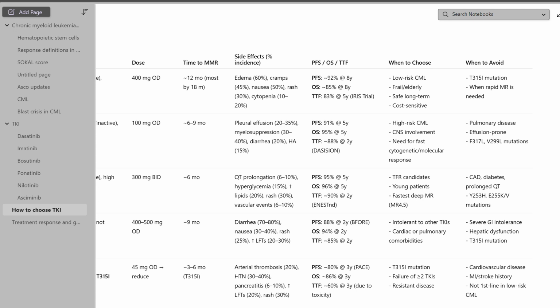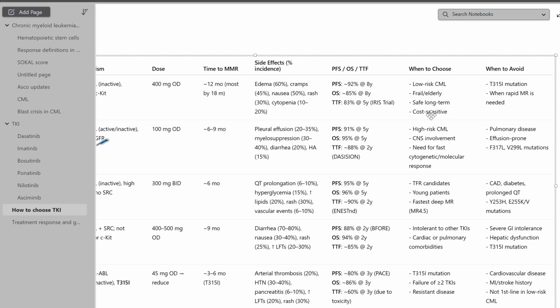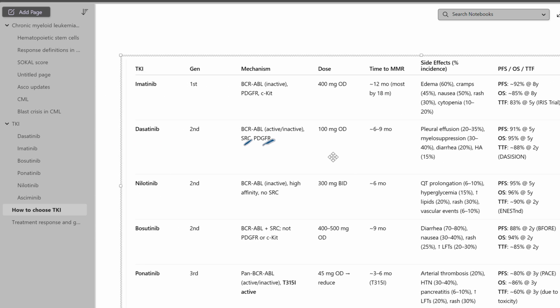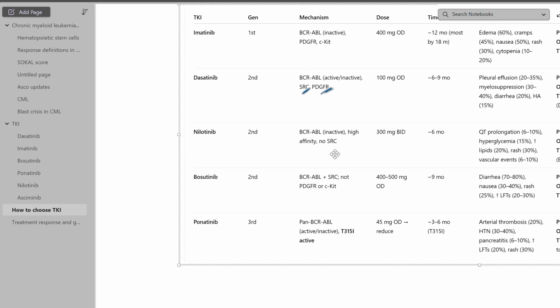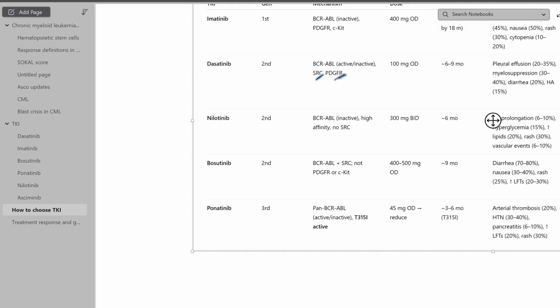50% in 5 years. Okay, and imatinib in the T315 mutation, and imatinib is not used when a major response or quick response is needed. If you need a quick response, like in an accelerated phase, or if there is thrombocytopenia, or the SOKAL score is high, then we will go for second generation TKIs like dasatinib, nilotinib, or bosutinib.